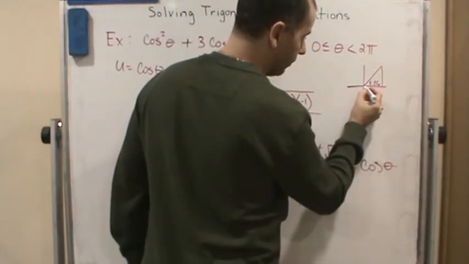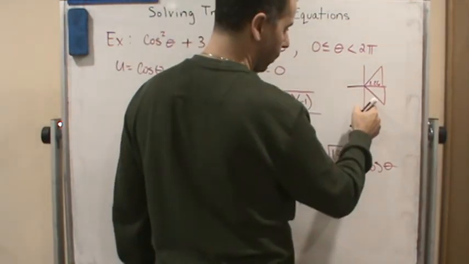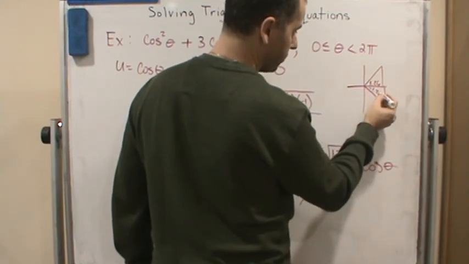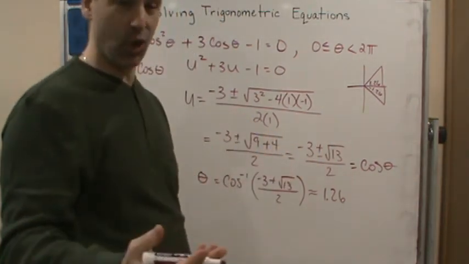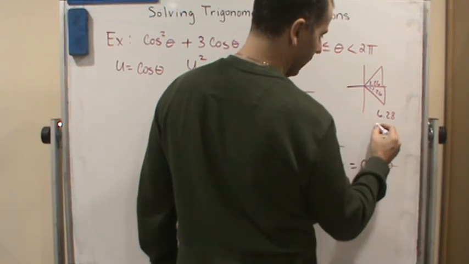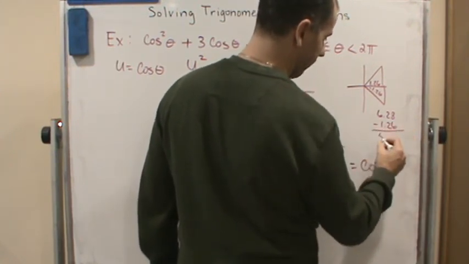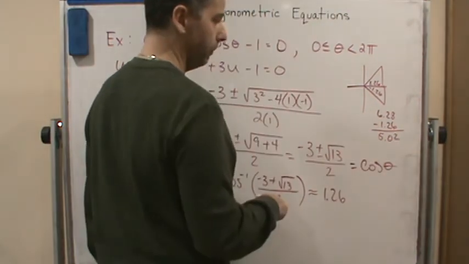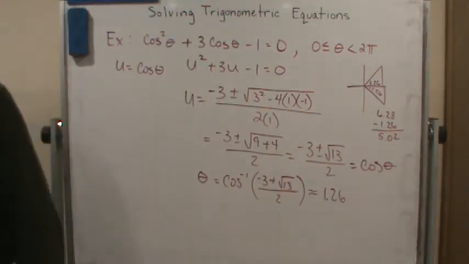Well, we know that the other is a reflection across the x-axis in the fourth quadrant, and it's basically negative 1.26. Well, what is 2 pi? Well, 2 pi is about 6.28. So what I'm going to do is take 6.28 and subtract off the 1.26, and what do I get? I get 5.02 as my angle. So that's the other angle, approximately 5.02.